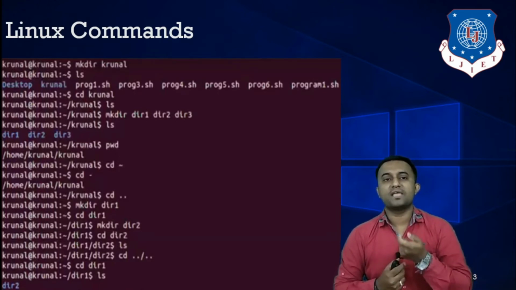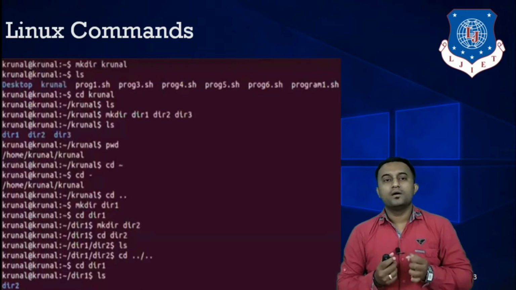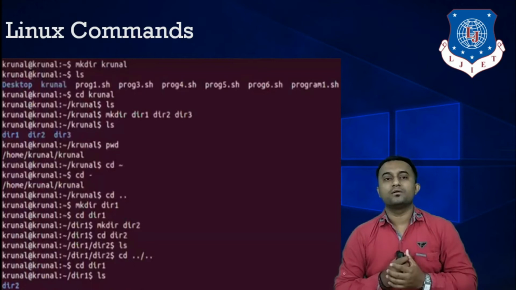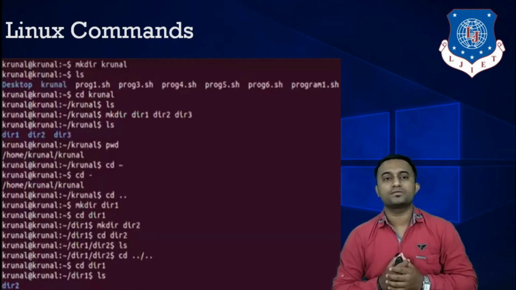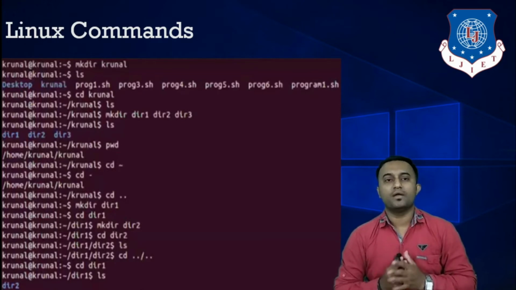The command name is mkdir. mk stands for make, dir stands for directory. So you fire the make directory command, then a space, and then you mention the name of the directory that you want to create. I have mentioned kernel in this case. Once you mention the name of the directory, you press enter, and this command will be successfully executed.